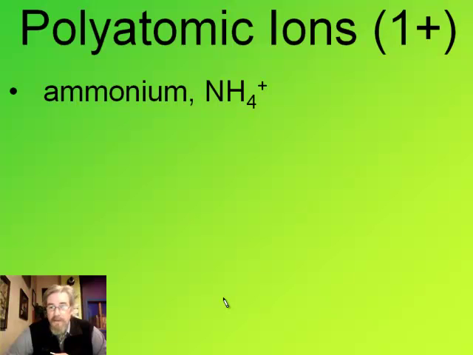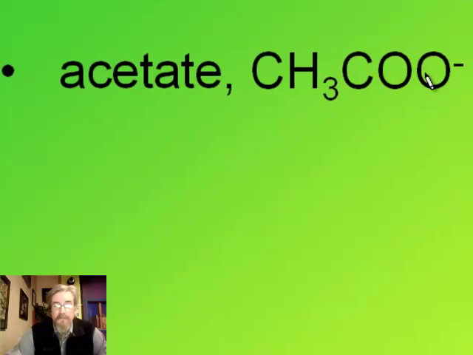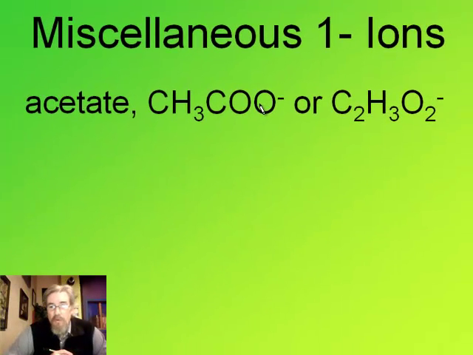We have one polyatomic ion on our list that has a 1+ charge. This is our only polyatomic cation, and it's called ammonium. Ammonium is NH4, carries a 1+ charge. We have a bunch of 1- ions, just kind of miscellaneous 1- ions. Acetate we've seen before, C2H3O2, 1- charge. Or sometimes it's written, especially by organic chemists, as CH3COO with a 1- charge.